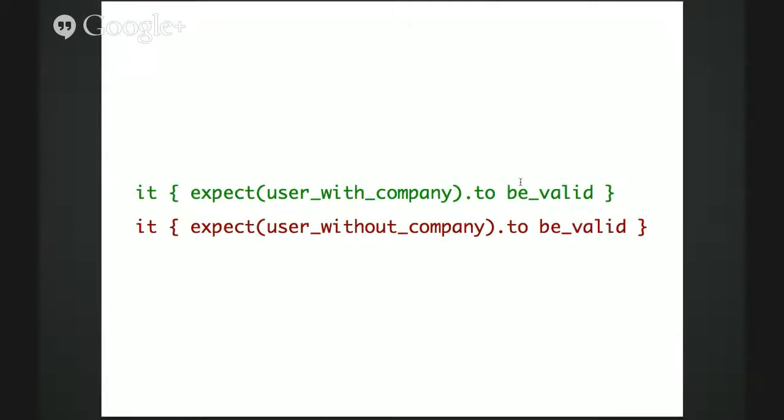And then going along these lines, name everything the same. So if you have a factory with a trait that is user with company or user without company, then in the let use user with company. So there's something that's consistent throughout the whole thing. So again, just use values.